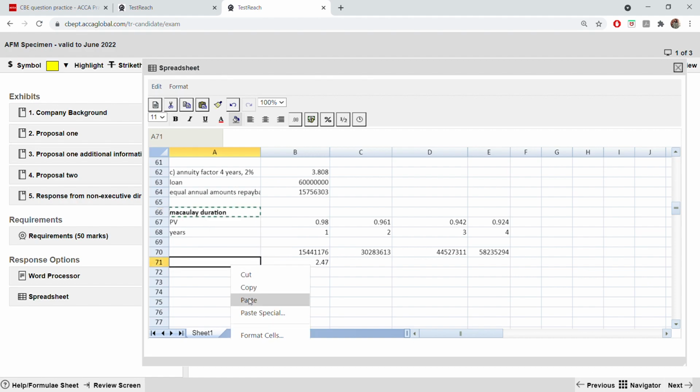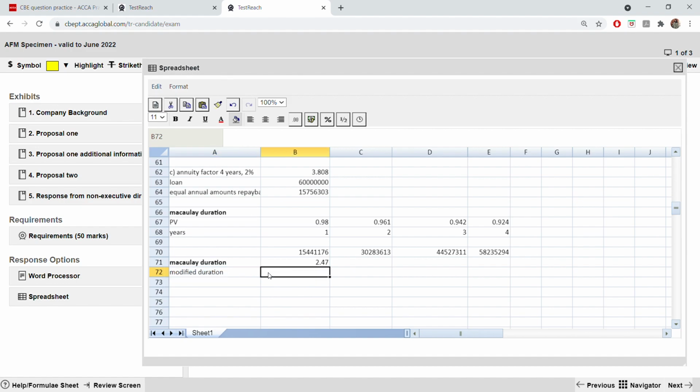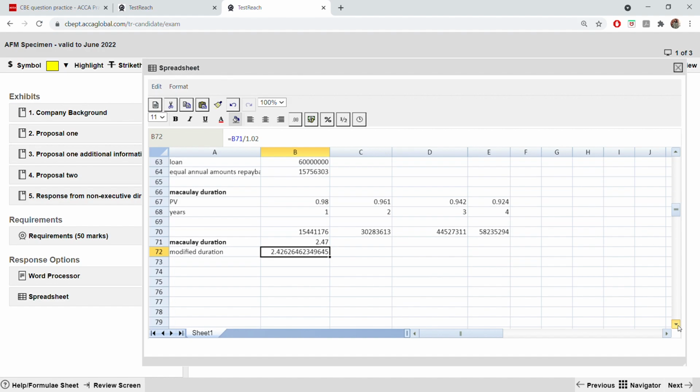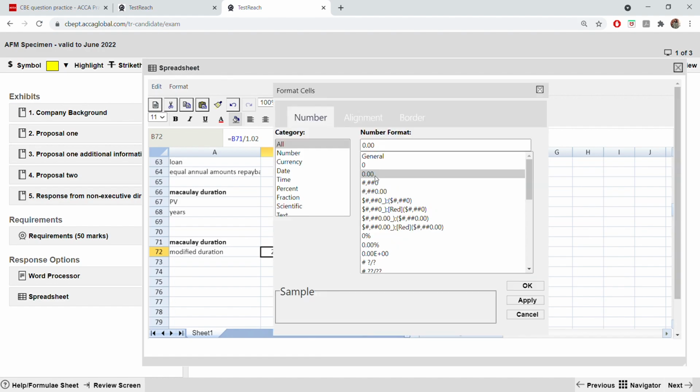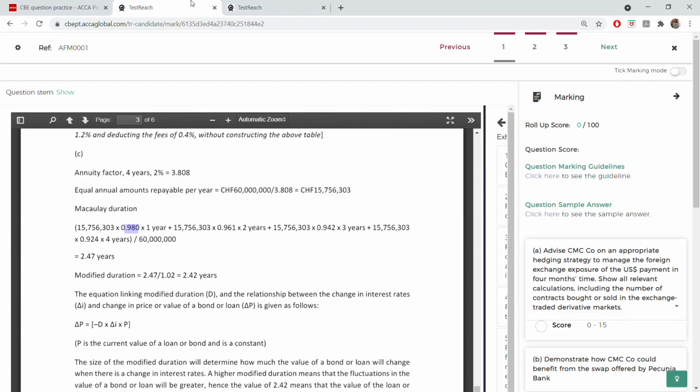But you have to find out modified duration. Okay, so for modified duration, simply divide this by what? 1.02, which is this, and round up to 2 decimal places. 2.43. You see, it's 2.42. It's coming because they have rounded up.